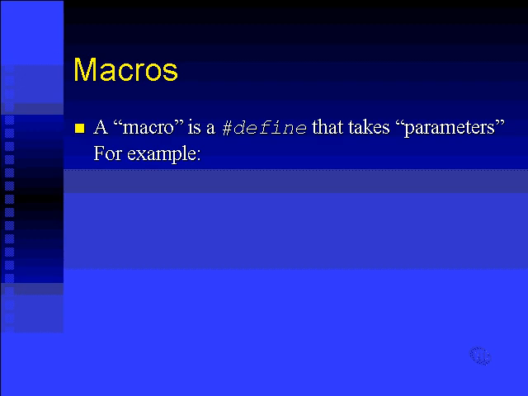A macro is a special kind of hash define. In fact, the preprocessor directive for a macro actually begins with hash define. Let me show you. A macro is a hash define that takes parameters. For example, hash define max a comma b in brackets.